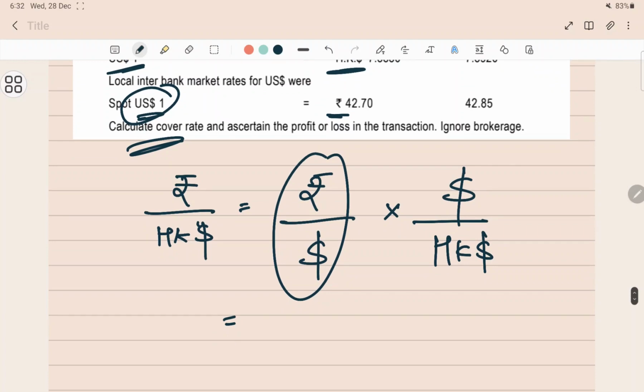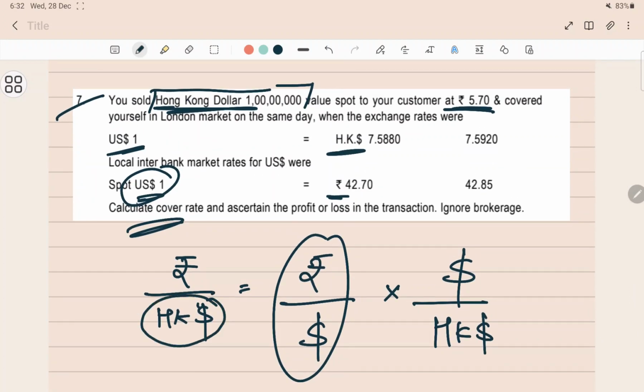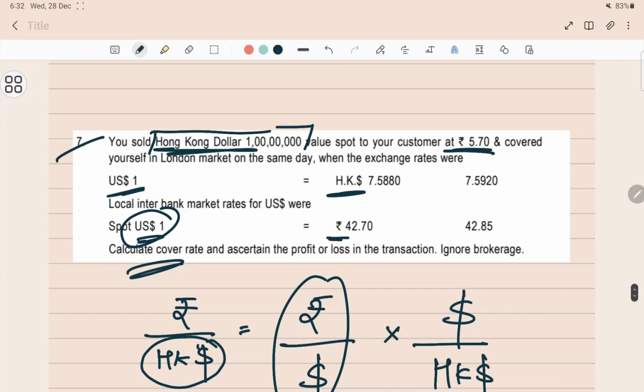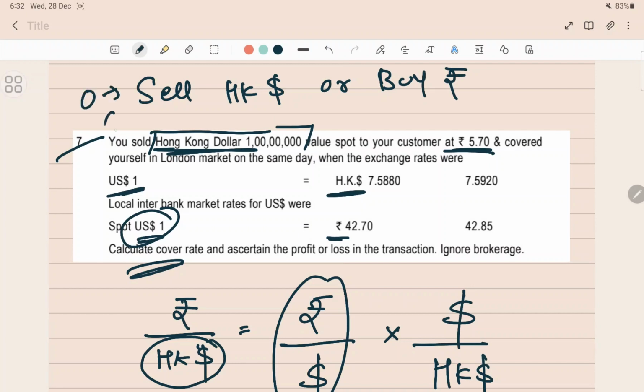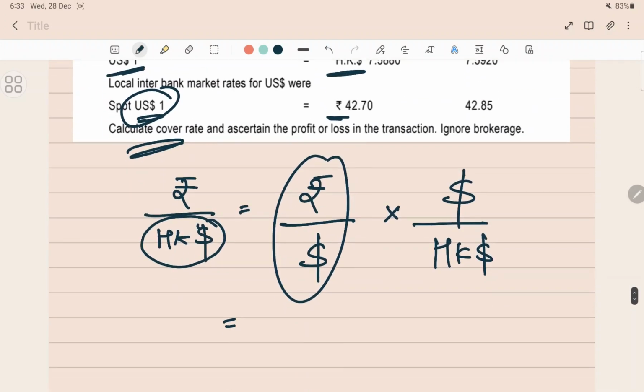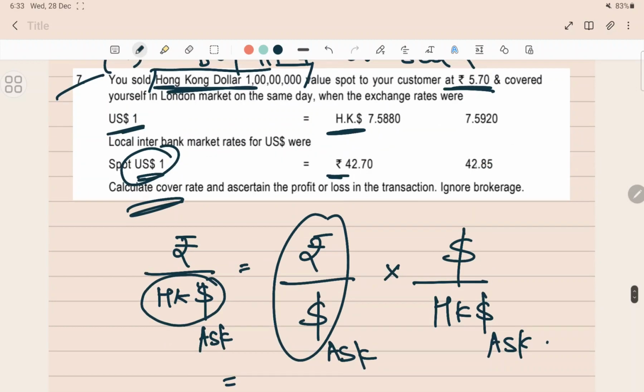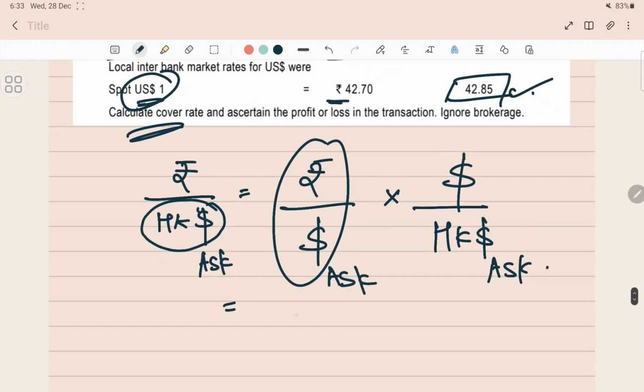Now first of all we have to see ask or bid. Now HK dollar, see, this is a direct HK dollar code that we want to find vis-a-vis rupee. In order to cover, you have to see the original contract. The original contract is sell HK dollar or buy rupee. The covered contract would be the opposite: buy HK dollar or sell rupee. So basically you want to buy HK dollar. Buy means the higher price, so ask. Remember, ask is higher, bid is smaller. So rupee upon dollar, ask. Ask means higher, which is this one. This is 42.85.